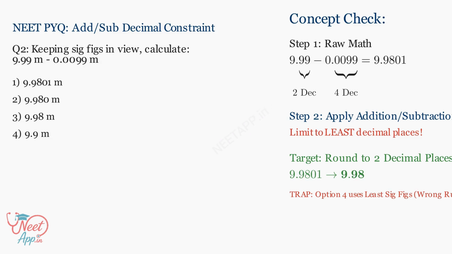If you rushed and used the multiplication rule, you would count the 2 total significant figures from the second number and round to 9.9. Don't fall for it. Option 3 is our correct answer.